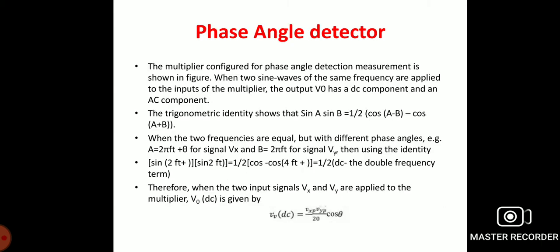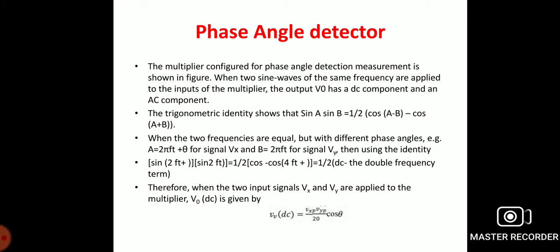And then finally, the application of the AD633: phase angle detection. The multiplier configuration for phase angle measurement is shown in the figure. When two sine waves of the same frequency are applied to the input of the multiplier, the output V0 has a DC component and an AC component. The trigonometric identity shows that sin A times sin B is equal to 1 divided by 2 times cos of A minus B, minus cos of A plus B.